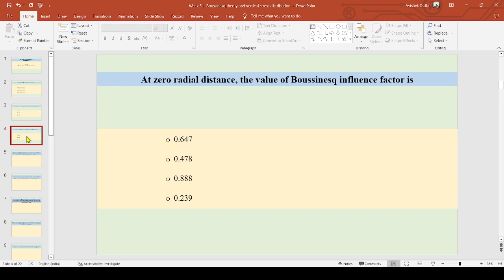At zero radial distance, the value of Boussinesq influence factor is 0.647, 0.478, 0.888, or 0.239. Next question.